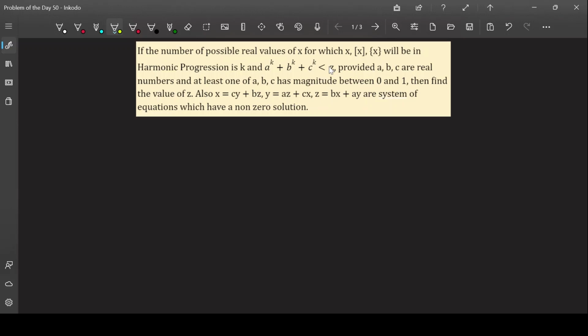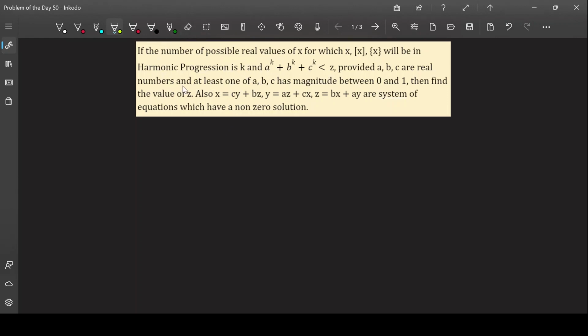Also, there are three equations given: x is equal to cy plus bz, y is equal to az plus cx, z is equal to bx plus ay, a system of equations which has a non-zero solution. So this is another key point. There are two key points given: one of a, b, c has magnitude between 0 and 1, and the three equations have a non-zero solution. So we shall find the value of k first and then we can proceed further.